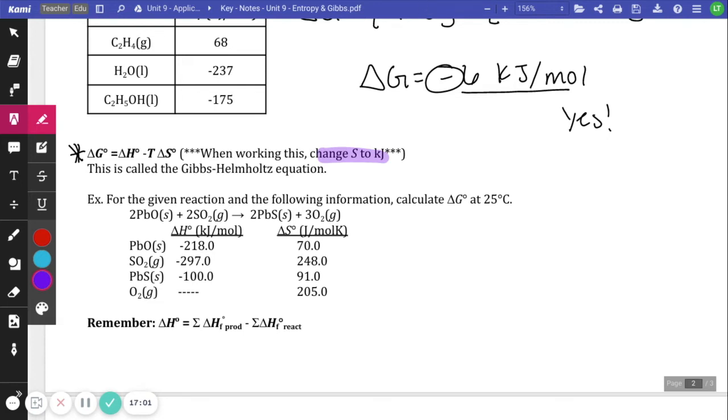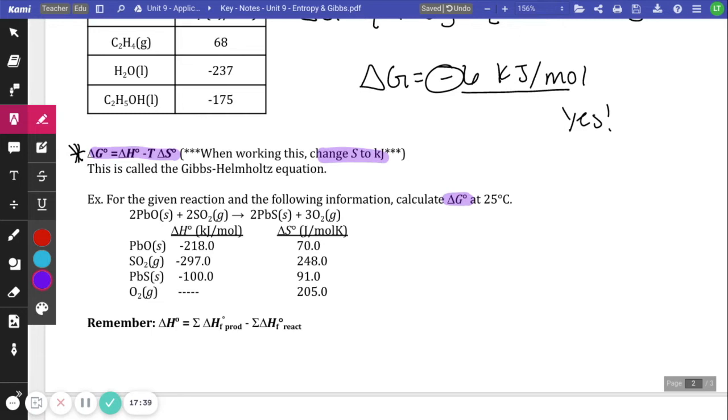reaction. So we're going to start with this first one, and it says for the given reaction and the following information, calculate the delta G at 25 degrees Celsius. It gives us our reaction, then it gives us our delta H of formation for our different products and reactants, as well as our delta S. In order to solve this one, we're going to use the Gibbs-Helmholtz equation. We are going to have to calculate the delta H of our reaction, as well as the delta S, and then plug that into our delta G equation.